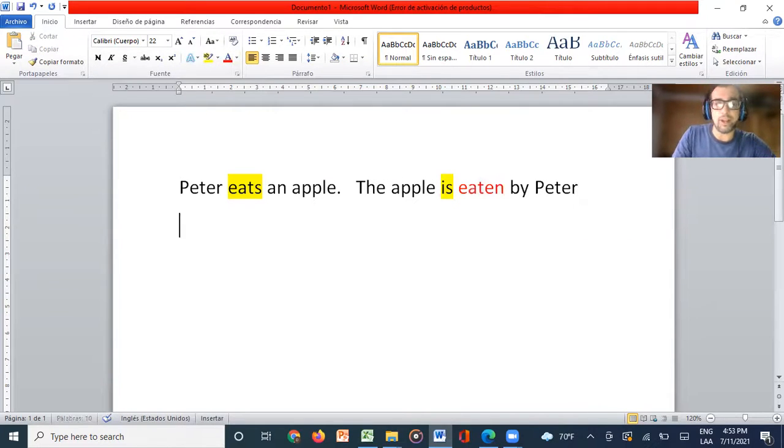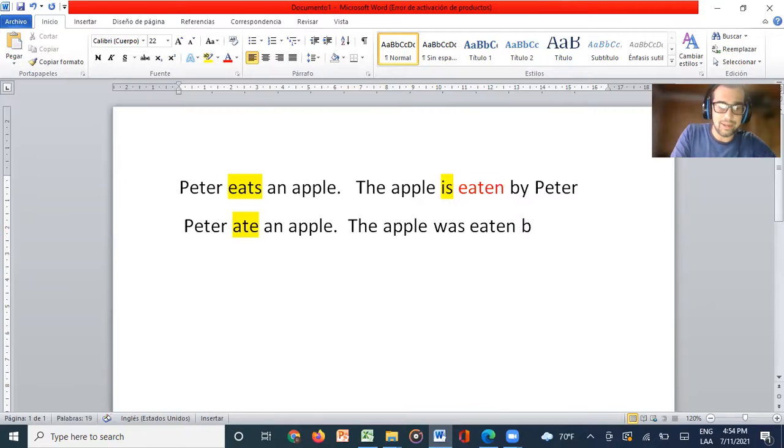Now, if I'm going to be talking in the past, which is the one that we are practicing today, for example, if I say Peter ate an apple, well, what would be the passive? I will say the apple, and since this is in the past, then I need to use the verb to be in the past. So I can say the apple was eaten by Peter. Okay, and in this case, I use the verb to be in the past, and I still use the past participle.